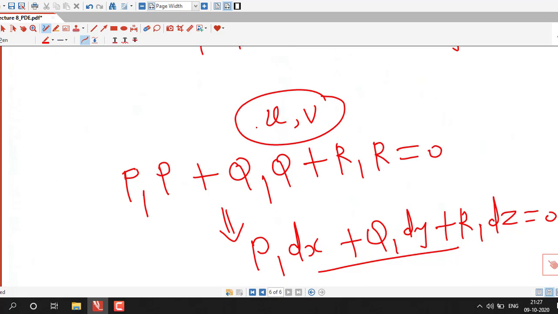So this is all about today's session. We have done enough number of problems of type 3. So in the next lecture, we are going to discuss the fourth type of solving Lagrange auxiliary equations.